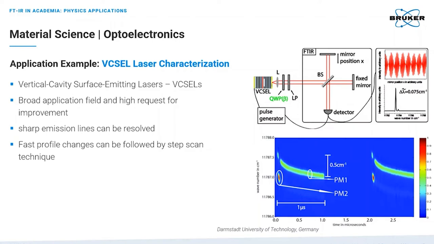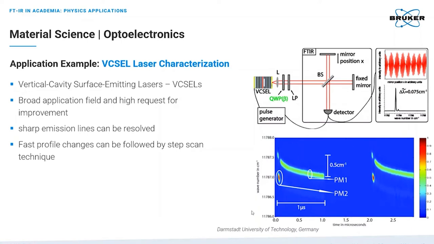As we explained before, a step scan technique can fulfill both above technical requirements perfectly, and a vacuum FTIR spectrometer provides the best step scan performance. At Darmstadt University of Technology in Germany, researchers have used the FTIR step scan setup to characterize VCSEL laser. A pulse generator has been applied to trigger the data acquisition at each interferogram point. The resulting spectral temporally resolved intensity distribution for an applied 1 microsecond long current pulse is presented here at the bottom right.